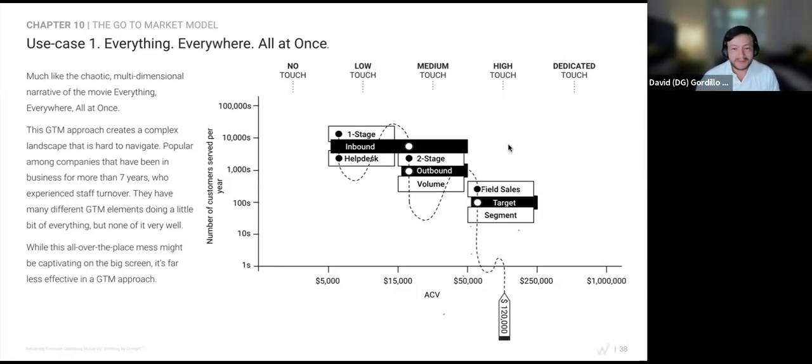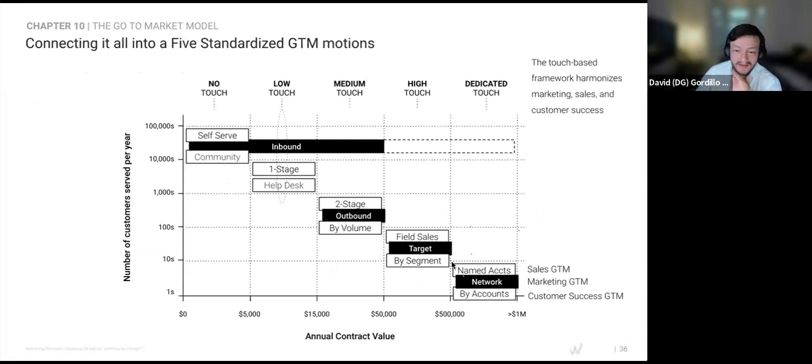Yes, this is very, very common. And it's one of the ones that is probably the easiest one to address once you know the go-to-market model as well.